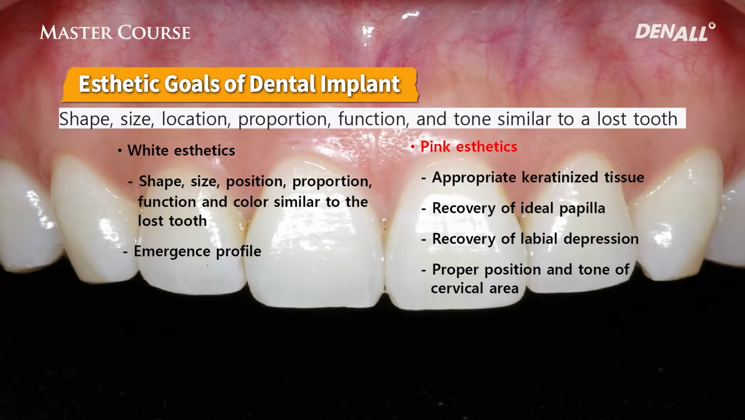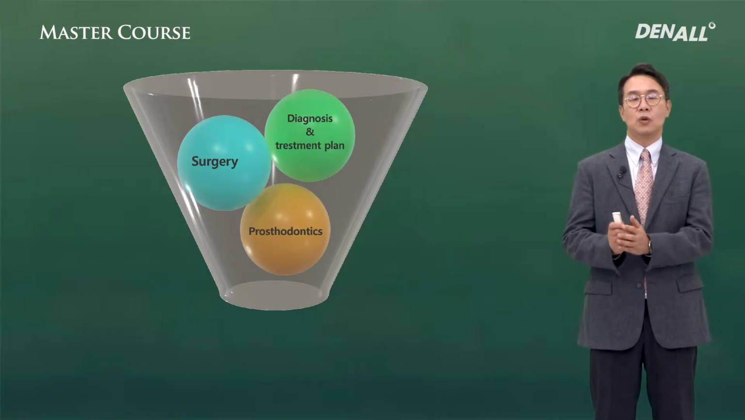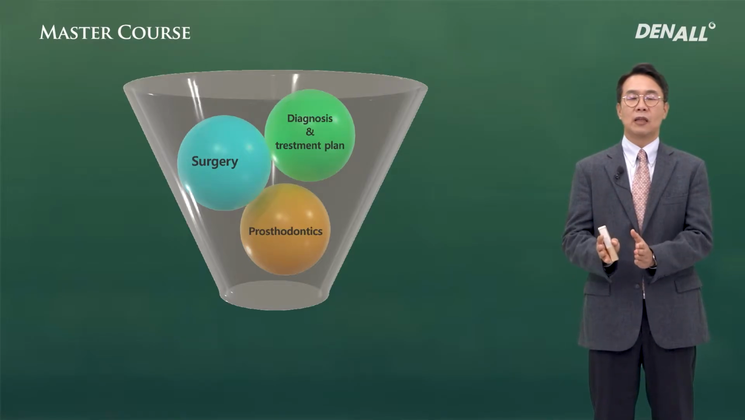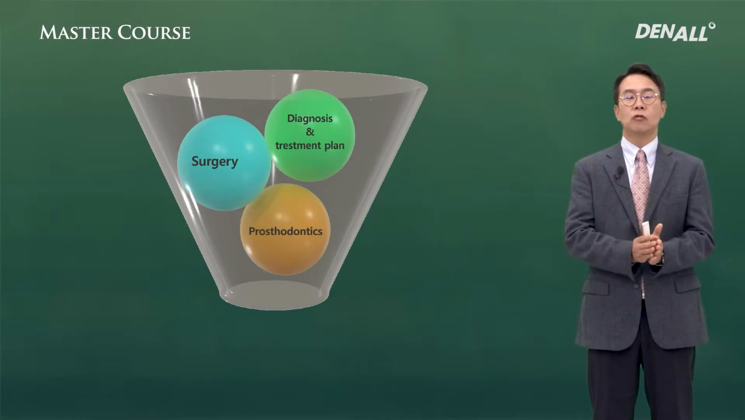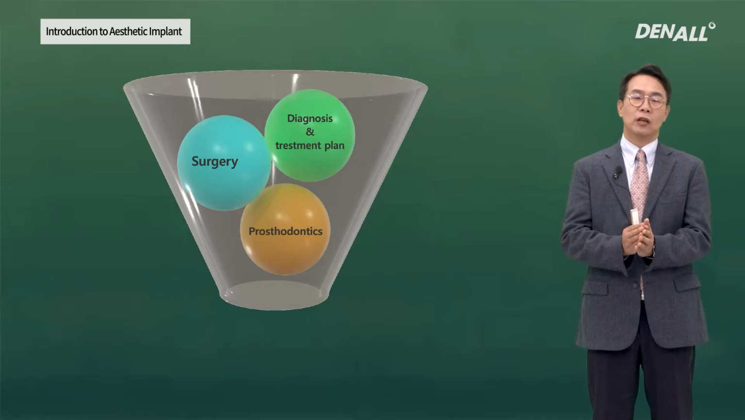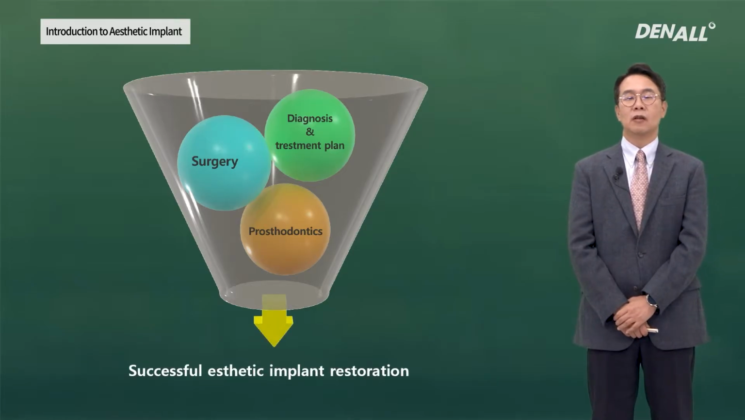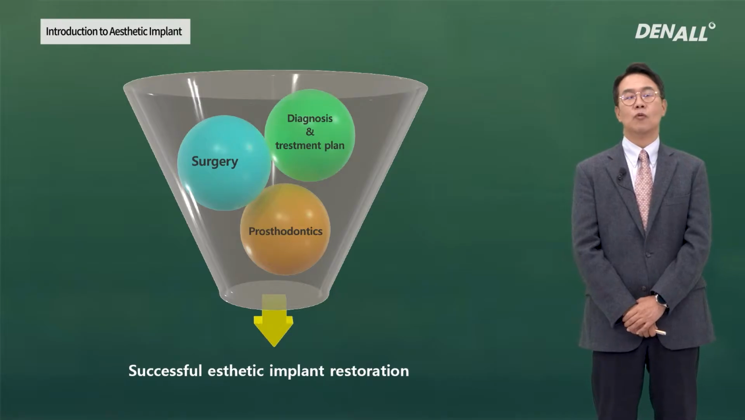In order to achieve all these goals, as I said before, these three are important. Diagnosis and treatment plan. Based on that, surgery is performed. And lastly, we need to do the prosthodontics for successful aesthetic implant restoration.